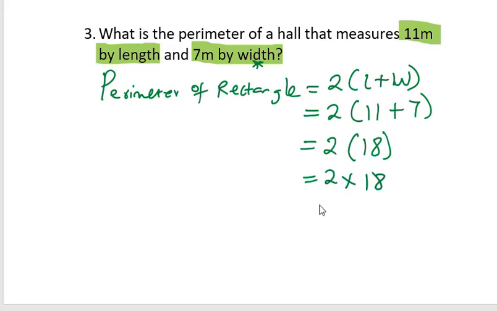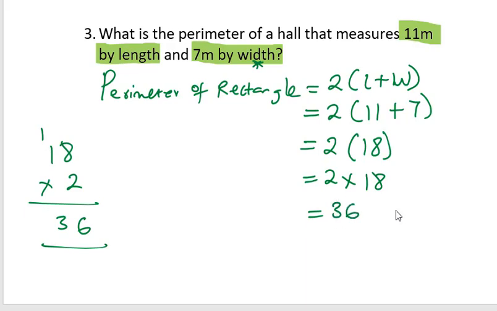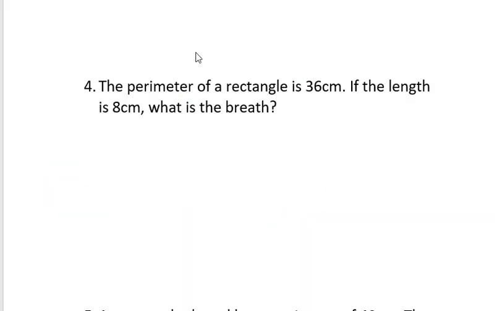2 times 18, this is bracket, so it's multiplication. So let me just write it out. 2 times 18 is what? Let's multiply, so do this in a rough. 2 times 8 is 16, so 6 you carry 1. 2 times 1 is 2, plus 1 is 3, so 36. So here we'll have 36 meter. Be careful about the units, so we'll add meter here. So that means the perimeter is equal to what? 36 meter, and we are done.